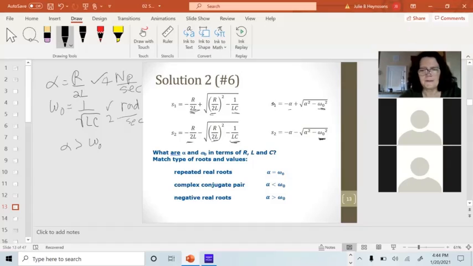Thank you. Okay. So in this case, alpha was greater than omega naught. This is repeated real roots. If alpha equals omega naught, you have repeated real roots, and this is critical damping.